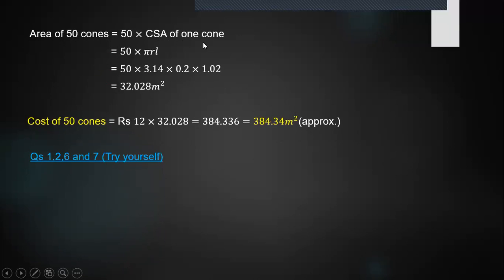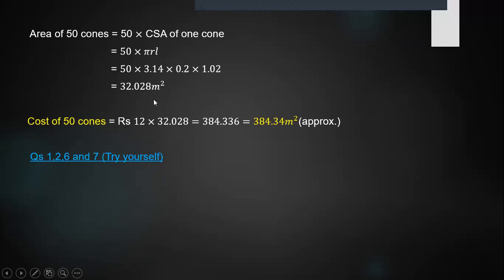What is the area of 50 cones then? That's equal to 50 into CSA of one cone. Substitute the values and multiply here. That's leading to 32.028 meters square. Now, what you can see over here is 3 decimal places. I can round this off and write it as 32.03 meters square.